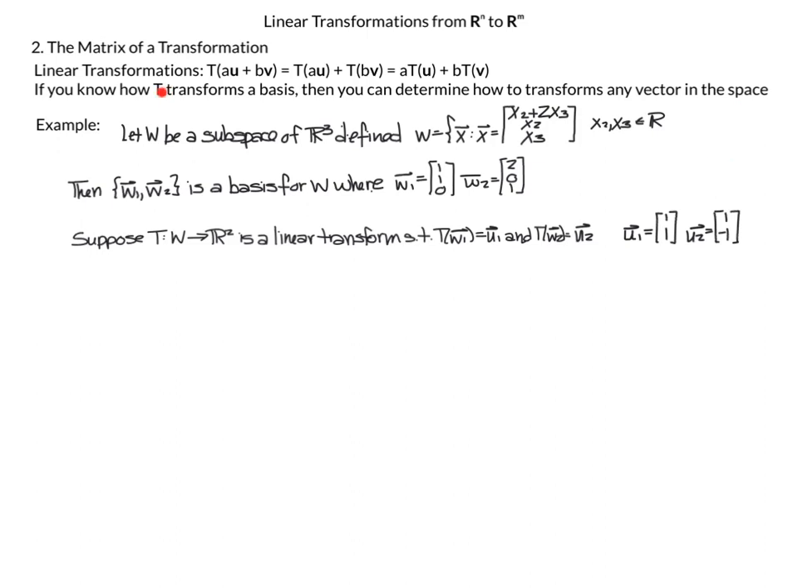So if this is the subspace W defined this way, then a basis for W is W1, W2, where W1 is equal to 1, 1, 0, and W2 is equal to 2, 0, 1. And we'll talk about this a little more. I'll show you that it's a basis and why, but for now, just take my word for it. This is a basis for W. Now we're going to say we have a transformation on W, such that it takes our first basis vector and transforms it to u1, where u1 is equal to 1, 1.